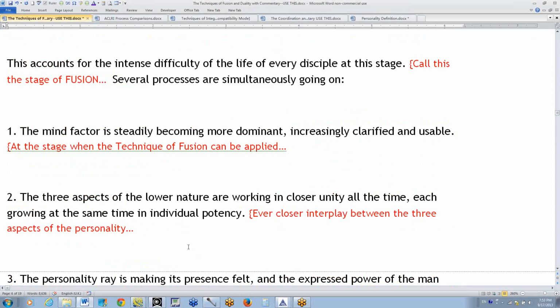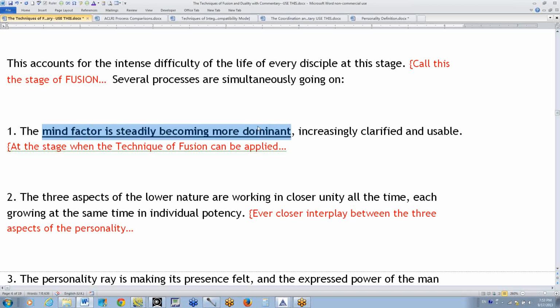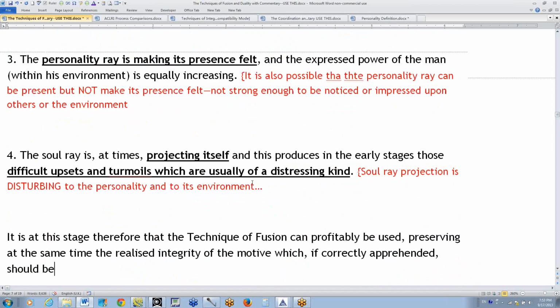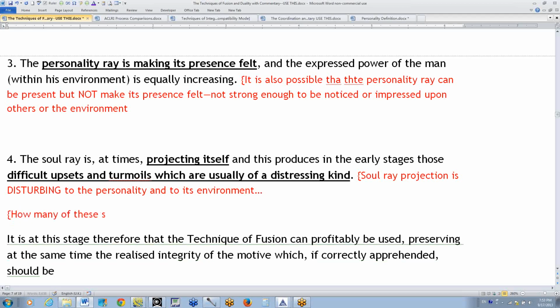And let's review. Mind factor, steadily more dominant. The three aspects of the lower nature working in ever closer unity all the time. The personality ray making its presence felt. And the soul ray projecting itself. Now, how many of these stages relate to the utilization of the technique of integration by the soul?